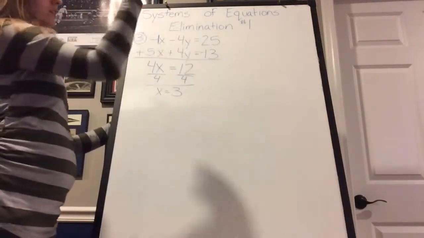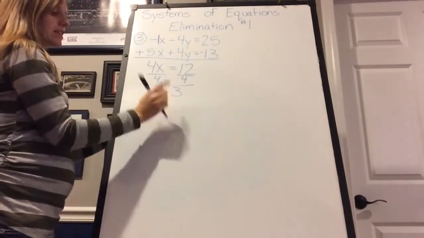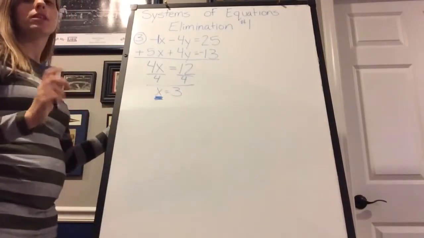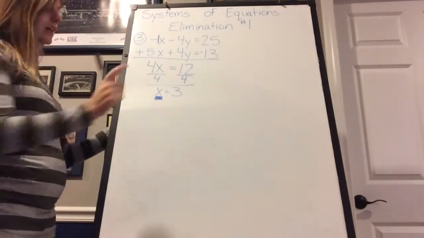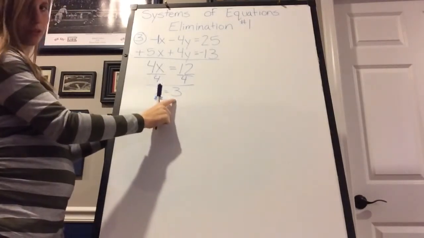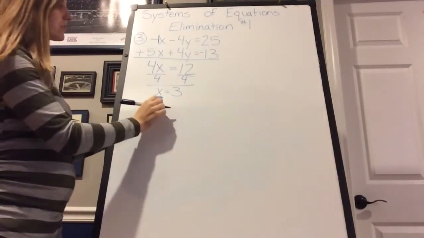Again, the 13 is smaller than the 25 by like 12, so I'm going to go ahead and use that one. This is solved for x. It says x equals 3, so put the 3 in for x. It tells you exactly where to put it. If it's solved for x, put the 3 in for x. If it's solved for y, put it in for y. So the 3 goes in for x.